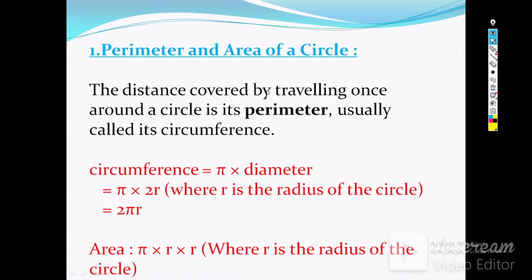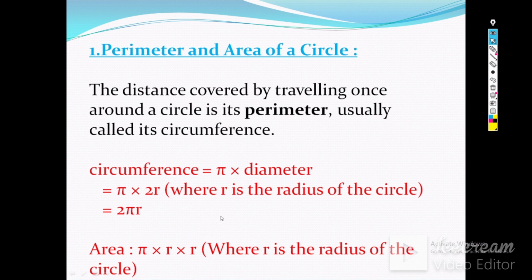The distance covered by traveling once around a circle is its perimeter, usually called its circumference. So when you travel once over the circumference, that length is called the perimeter of the circle. Circumference is equal to pi into diameter, or pi into 2r, where r is the radius. So circumference is 2 pi r, and we can say that perimeter is also equal to 2 pi r.